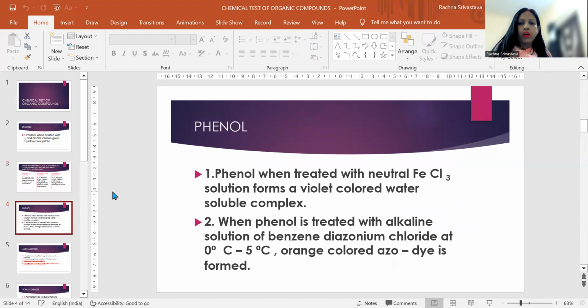Then comes your phenol. Phenol when treated with neutral FeCl3 solution forms a violet colored water soluble complex. The other one is when phenol is treated with alkaline solution of benzene diazonium chloride at 0 to 5 degrees centigrade, an orange colored azo dye is formed. This is also called a coupling reaction.